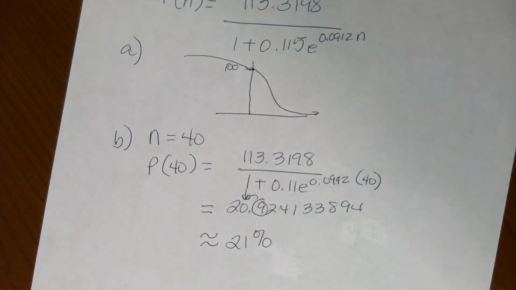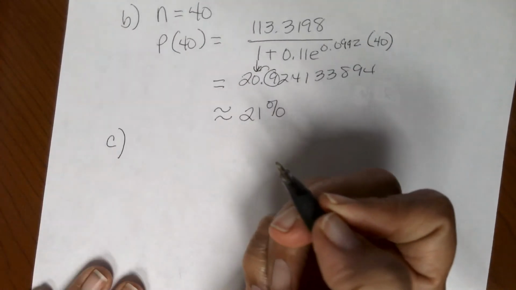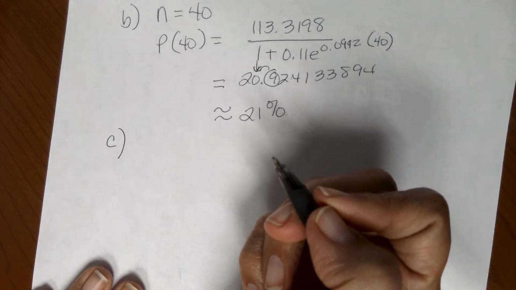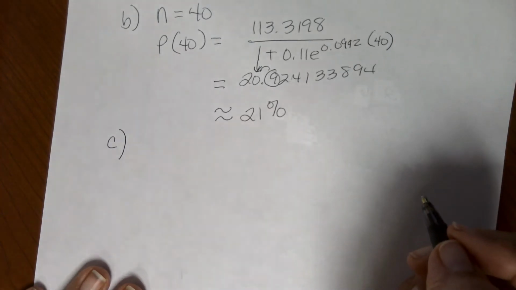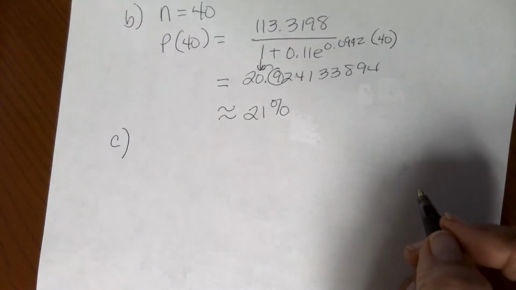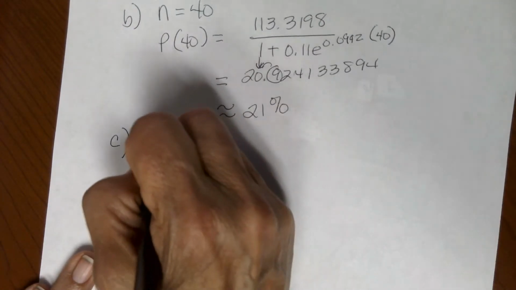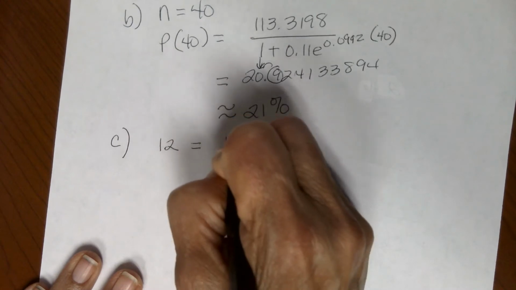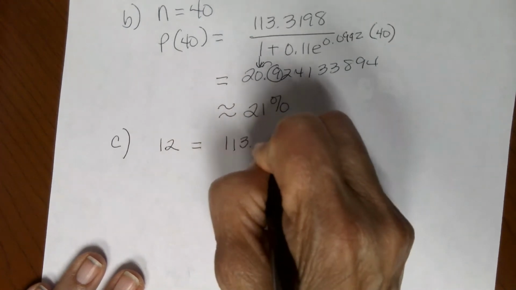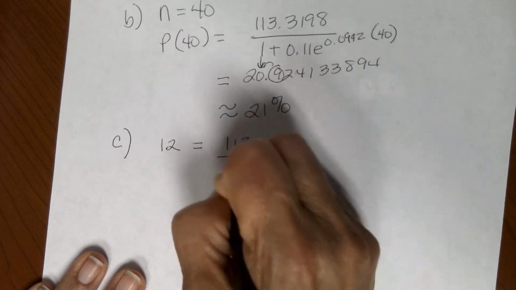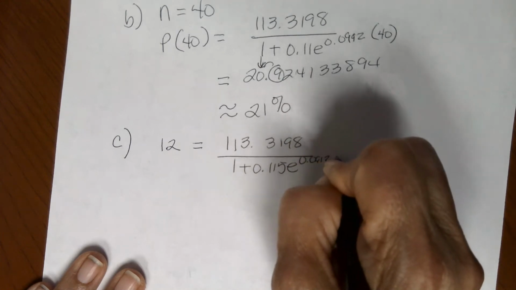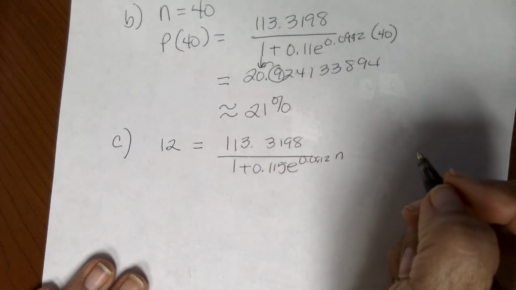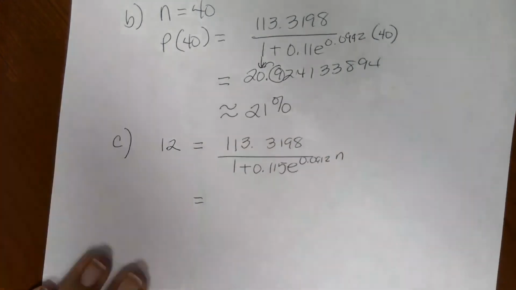And then part C is asking how many people must be in a room before the probability that no two people share the same birthday falls below 12%. So if we're talking about something that's going to fall below 12%, we're going to set this equal to 12, and then do the actual calculation from here. We're solving for n.